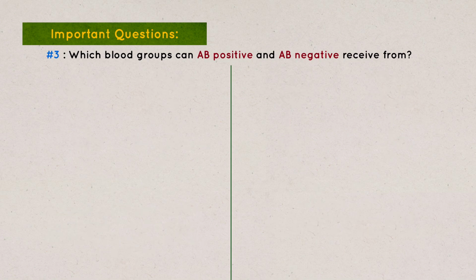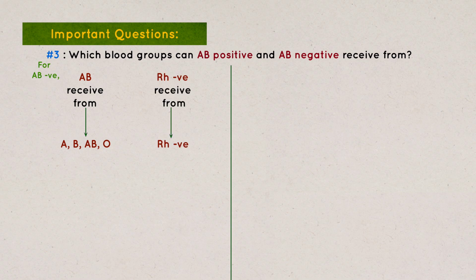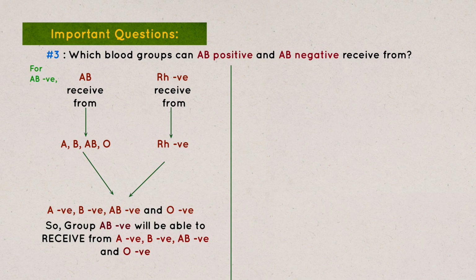Number 3, which blood groups can AB positive and AB negative receive from? Let's look into AB negative first. As we know, group AB can receive blood from all other blood groups, whereas the Rh negative can receive from Rh negative only. Therefore, AB negative can receive blood from only Rh negatives of all other blood groups.